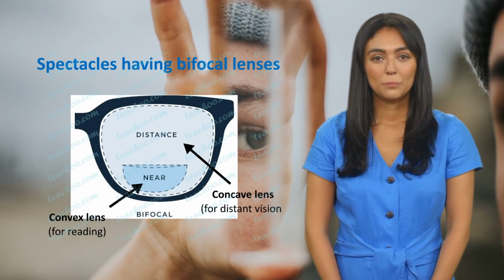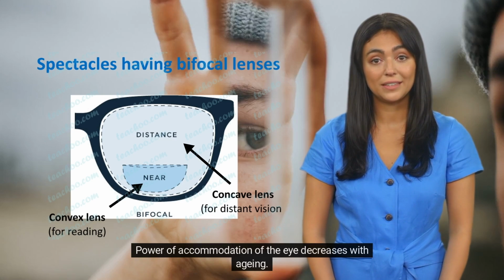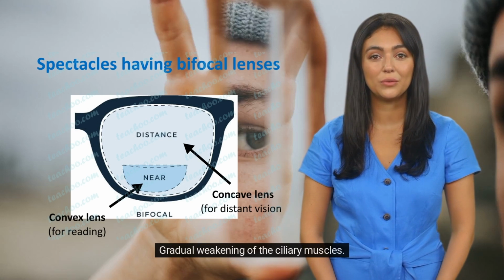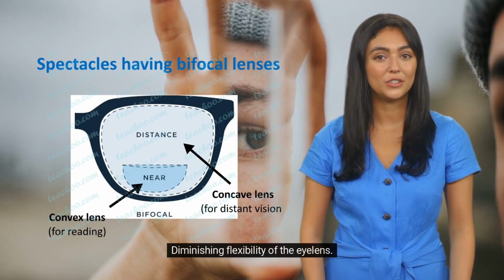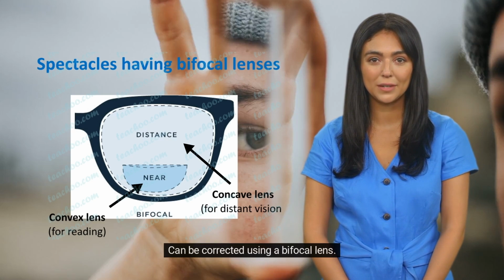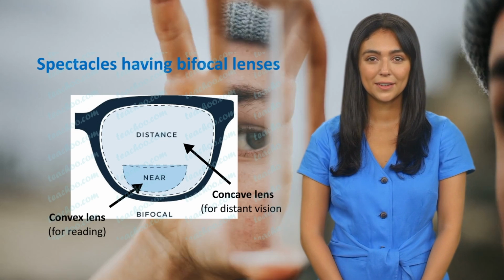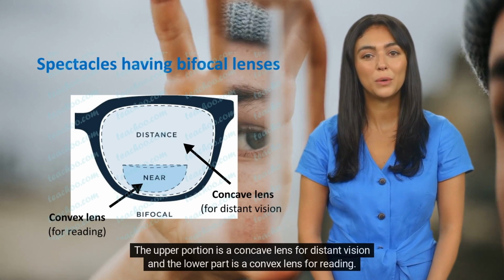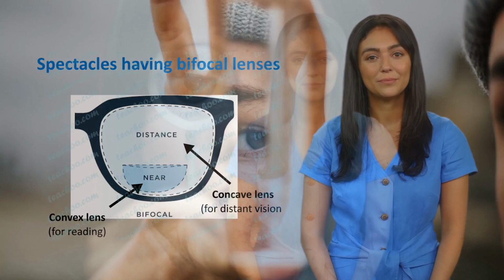Causes. 1. Power of accommodation of the eye decreases with aging. 2. Gradual weakening of the ciliary muscles. 3. Diminishing flexibility of the eyelids. Correction. Can be corrected using a bifocal lens. The upper portion is a concave lens for distant vision, and the lower part is a convex lens for reading.